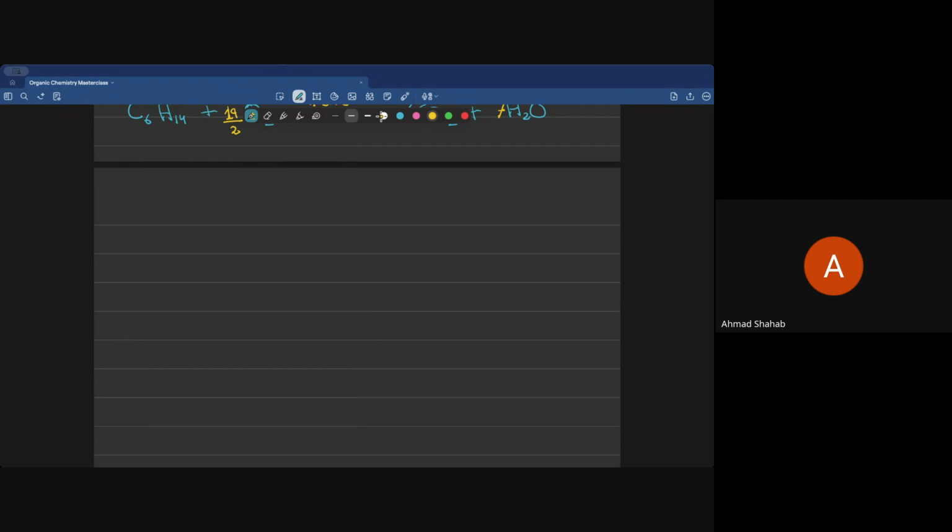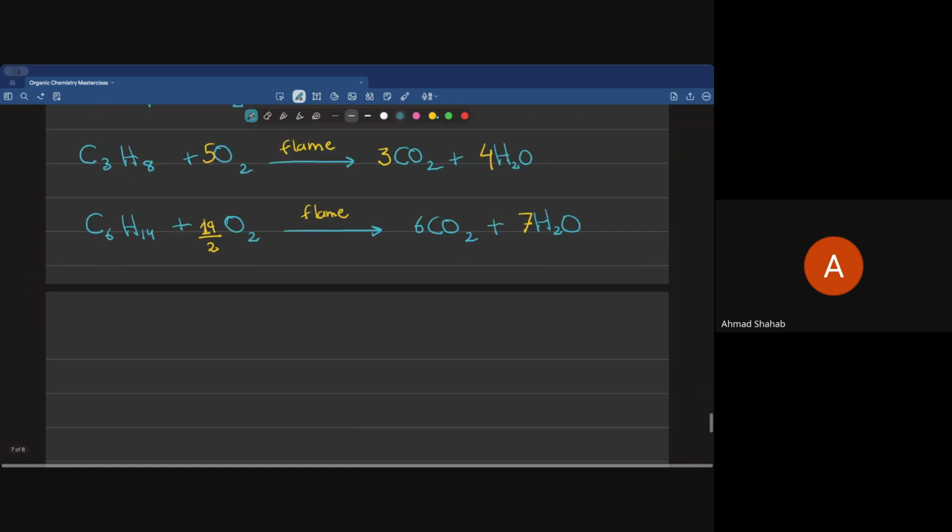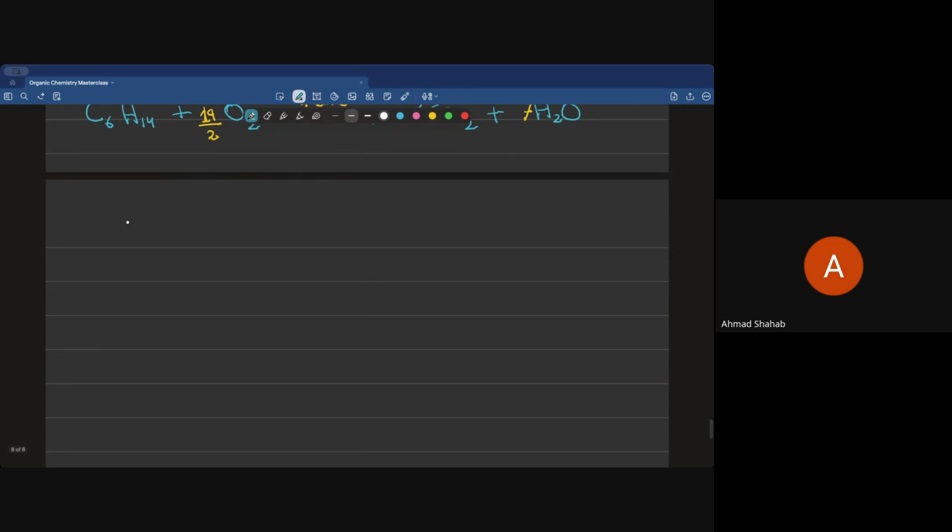Perfect. Okay, let's talk about incomplete combustion now. Let's do an example of an alkene as well, because this is a reaction that also applies to alkenes. Or we'll discuss that when we do alkenes. Never mind. Let's talk about incomplete combustion now.